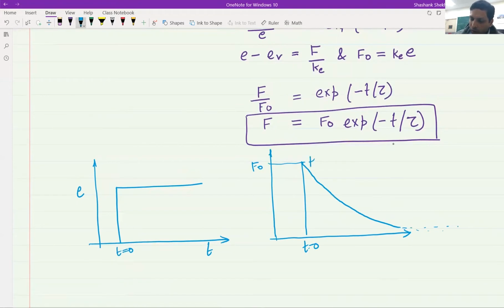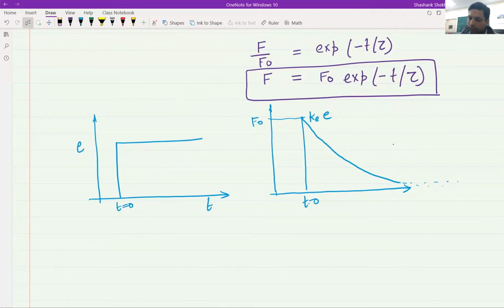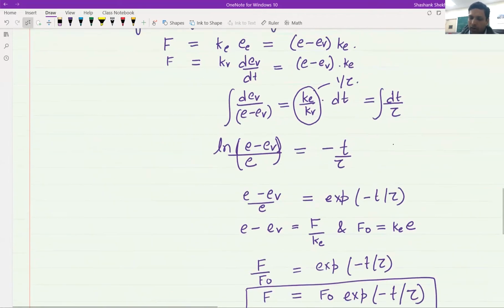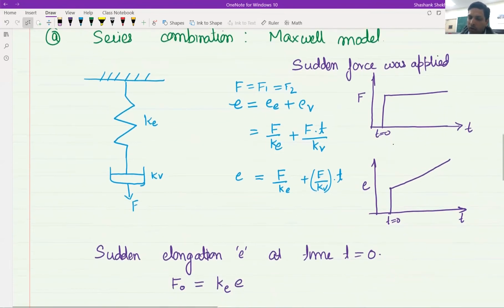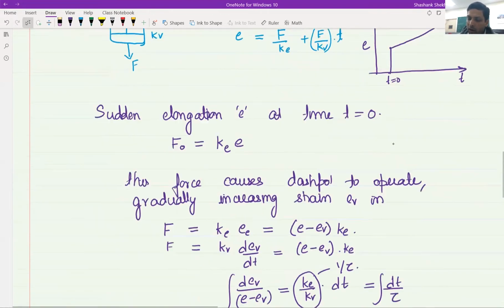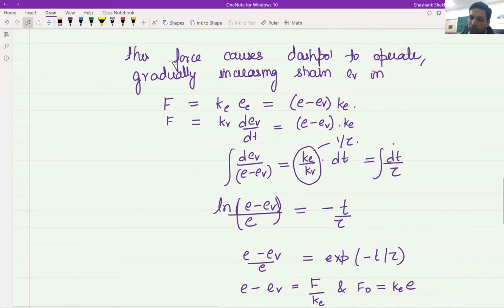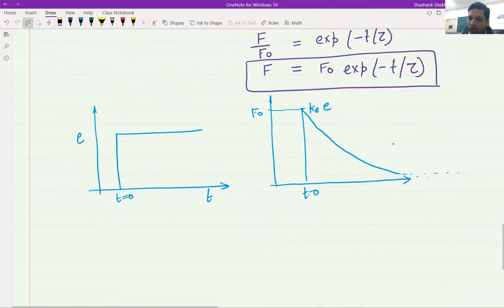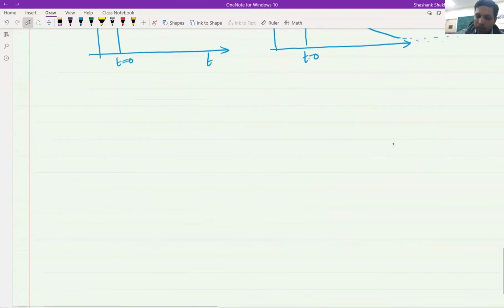So this is equal to Ke times E. And this gives us, for this particular condition where we have series combination, one, when the sudden force was applied, how the strain changes, and in the second condition, when the sudden strain was applied, how the force changes over time.